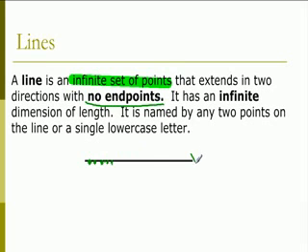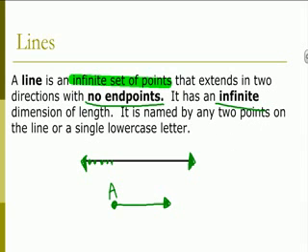So that means that a line can go as long as it wants, okay? And that is represented by two arrows on the end. So if you see an arrow on the end of a line, that means the line keeps going, okay? If you see a line that looks like this, with a point on one end and an arrow on another end, that means it starts at this point and it will go on forever. It also has an infinite dimension of length, which means it goes on forever. And it's named by 2 points on a line or a single lowercase letter.